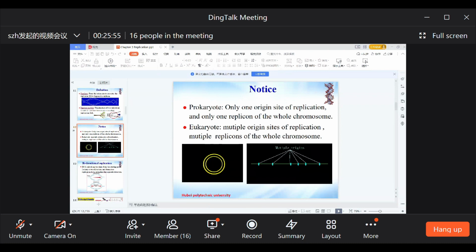And another property is the RNA primer. The first nucleotide at the 5' end of the Okazaki fragment is a ribonucleotide. So DNA synthesis is primed by RNA, which is then removed, and the fragments are ligated together.